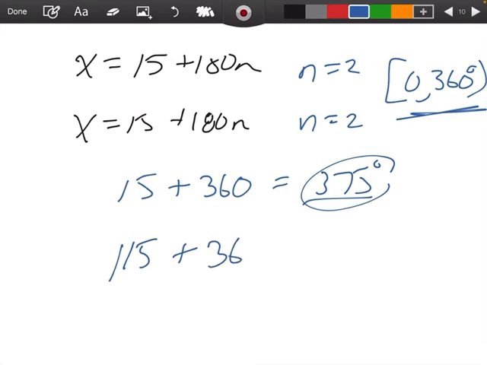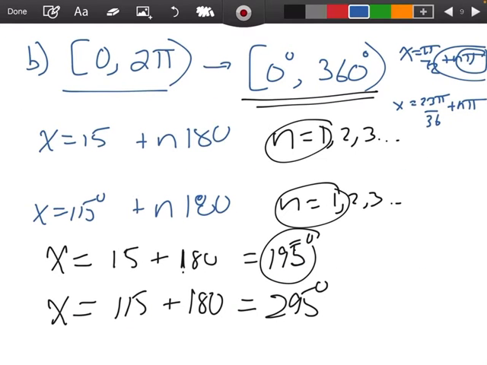Same thing would happen, y'all, if we did the other one. Why is my pen not working? There we go. We'd end up with something like 475 degrees. And again, we're not on that interval. So the answers that are on the interval are these two here.